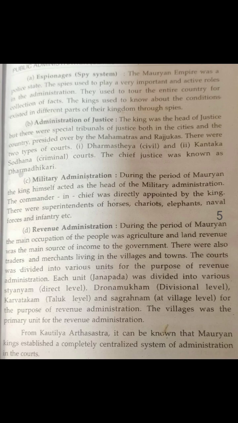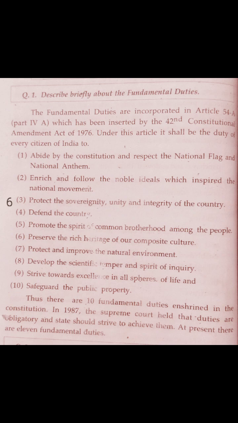The empire was divided into various units for the purpose of revenue administration. Each unit was divided into various levels: director level, division level, taluk level, village level, for the purpose of revenue administration. The village was the primary unit for the revenue administration. From Kautilya's Arthashastra, it can be known that Mauryan kings established a completely centralized system of administration in the empire.